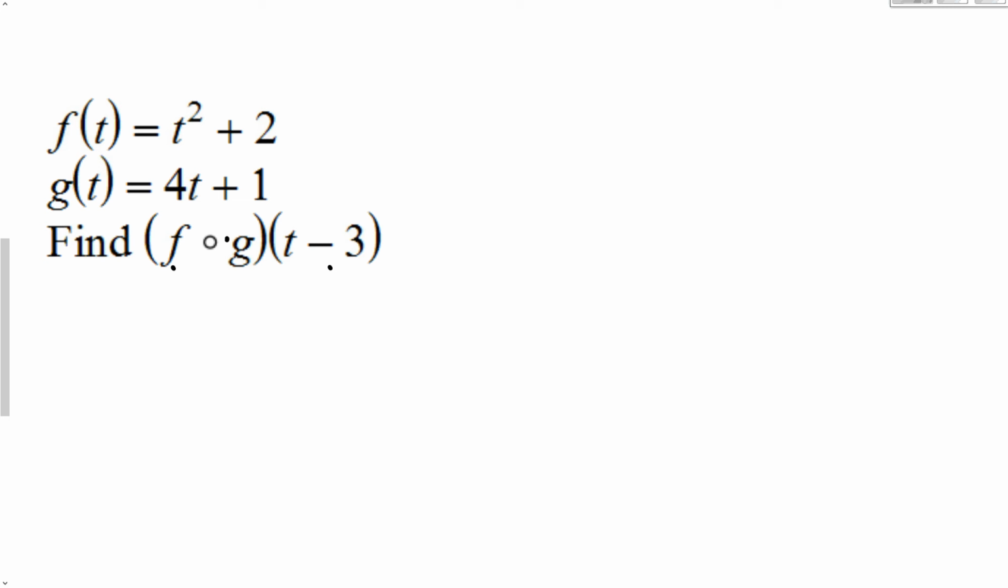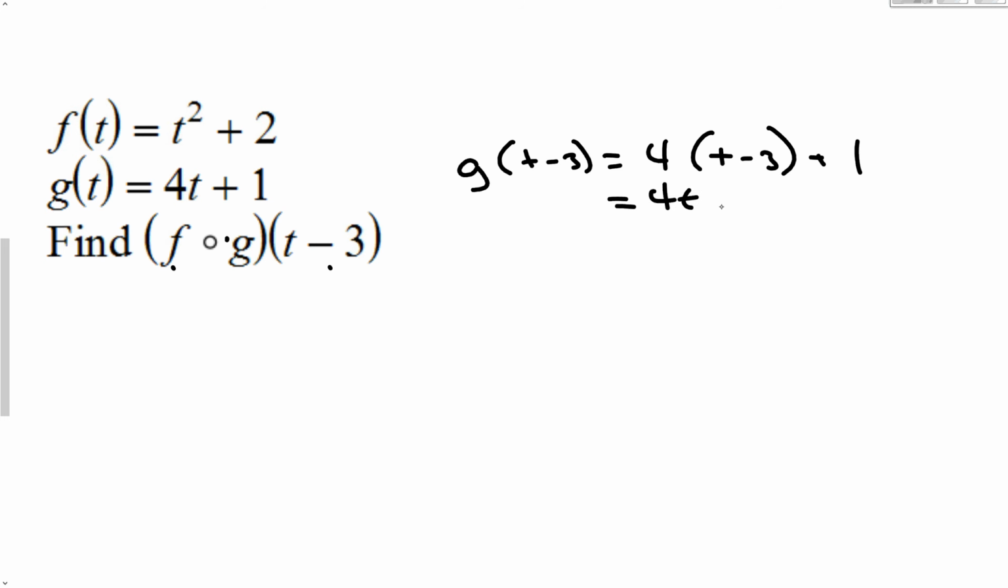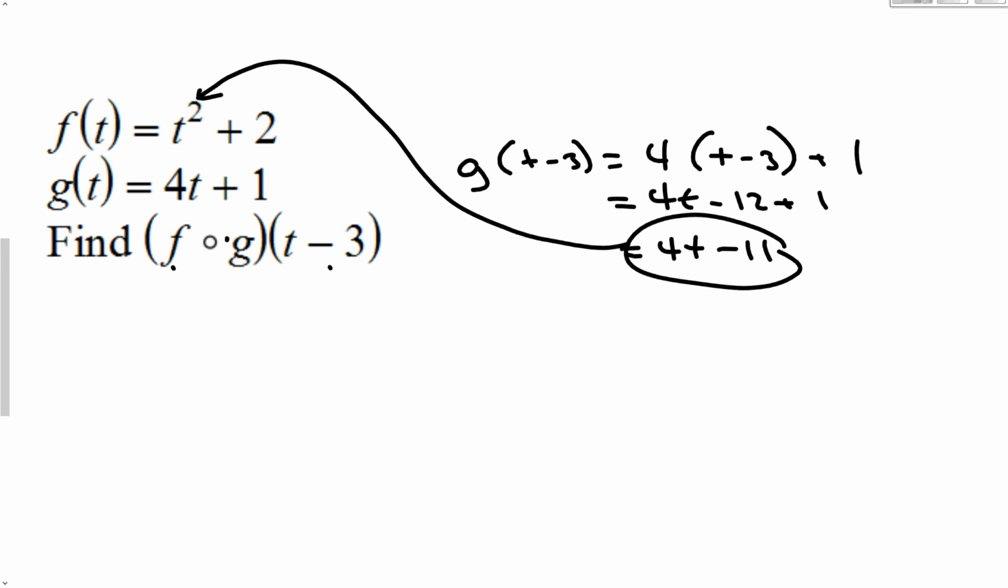So watch this. So g of t minus 3 would be equal to 4 times t minus 3 plus 1. Right? I'm plugging t minus 3 into g, which would give me 4t minus 12 plus 1, which is 4t minus 11. Then this goes into f.